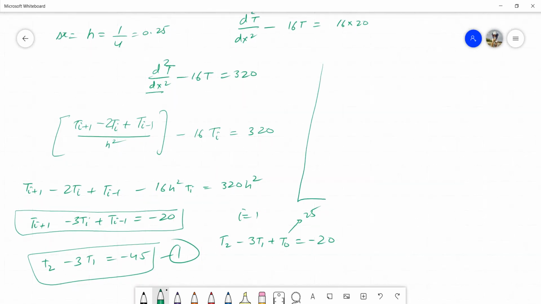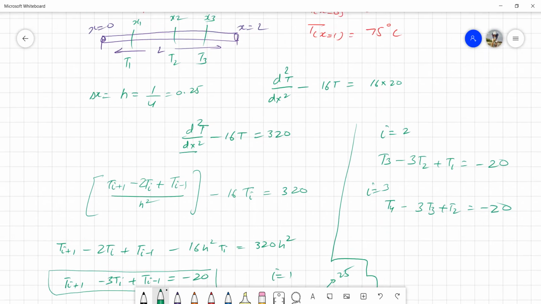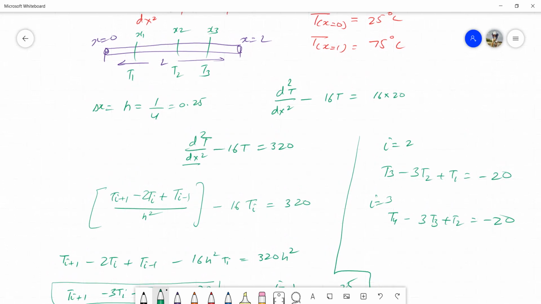Similarly, put i equal to 2. So we have T3 minus 3T2 plus T1 equals minus 20. Put i equal to 3: T4 minus 3T3 plus T2 is equal to minus 20. If you look at the length of the pipe, this was T0, T1, T2, T3, and T4. Now T0 is given as 25 degrees Celsius and T4 is given as 75 degrees Celsius.